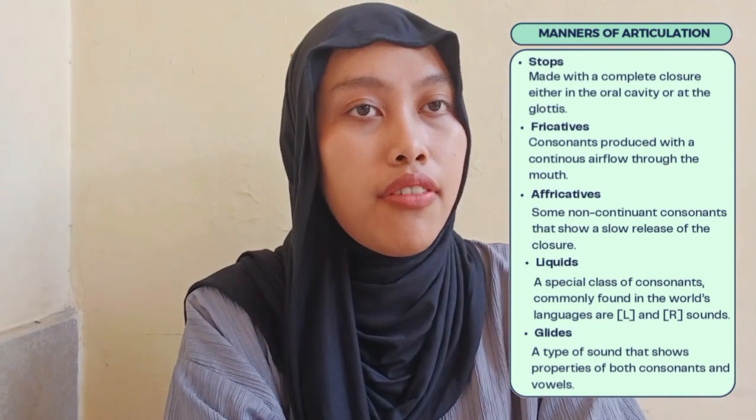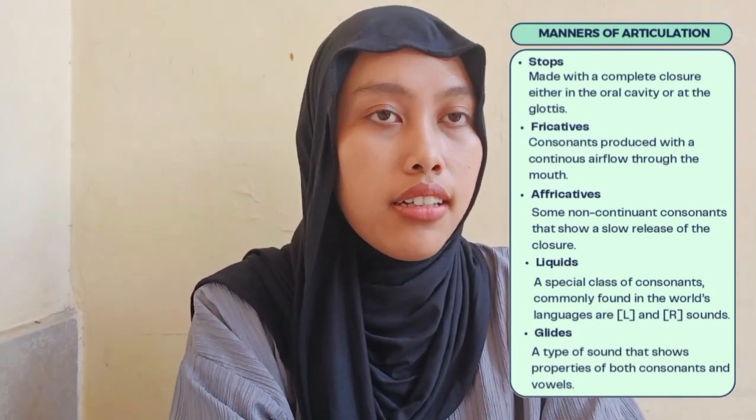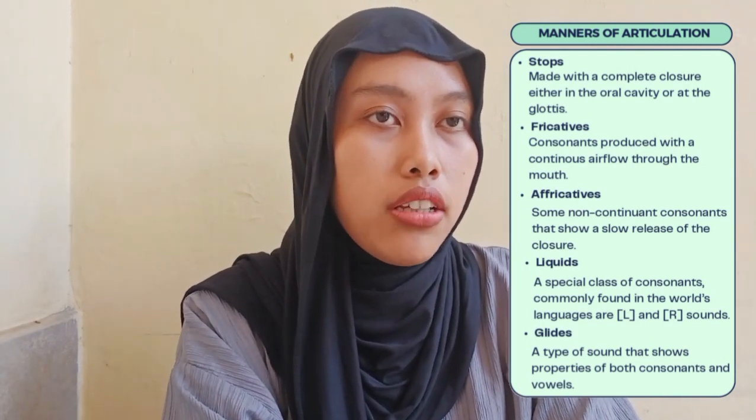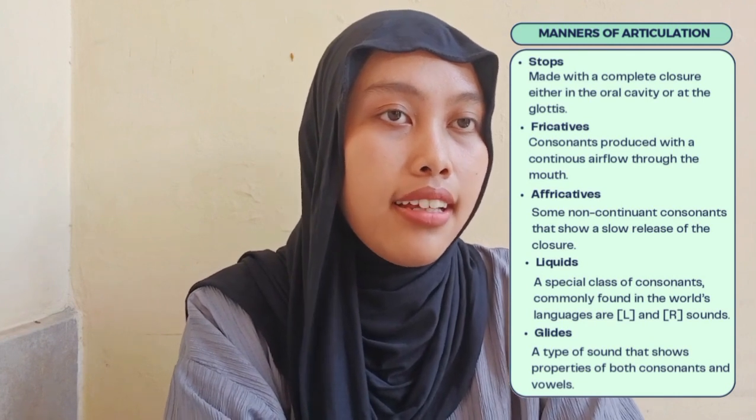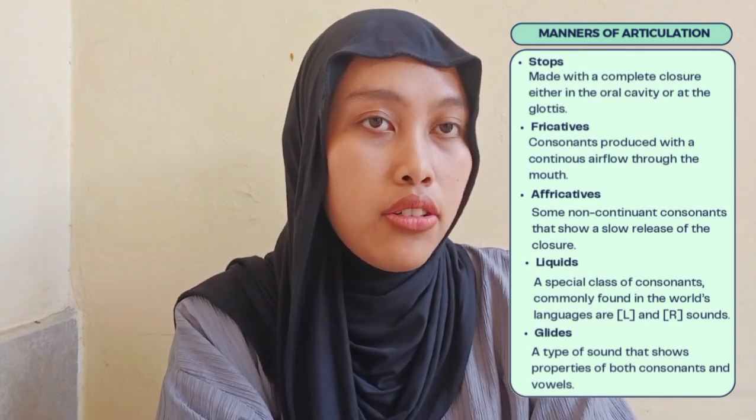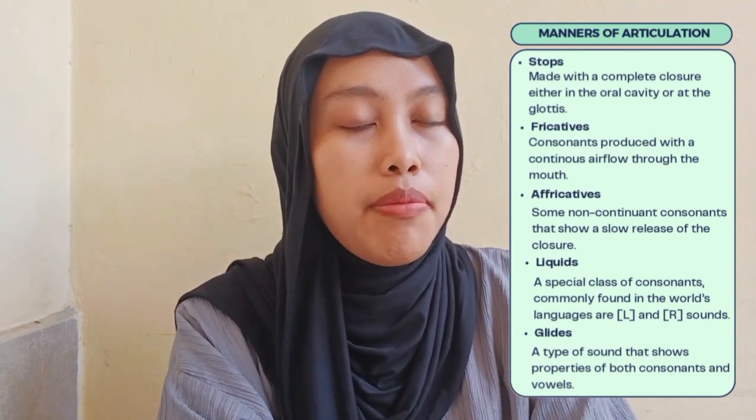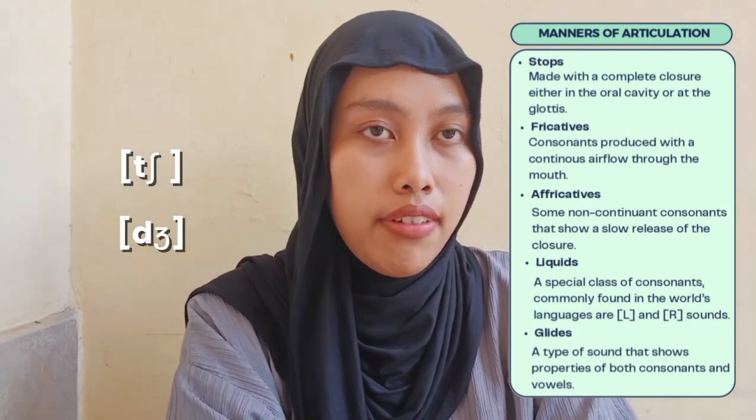The third manner of articulation is affricates. English has only two affricates, both of which are alveopalatal. They are heard initially in "church" and "judge" and are transcribed as ch and j, respectively.